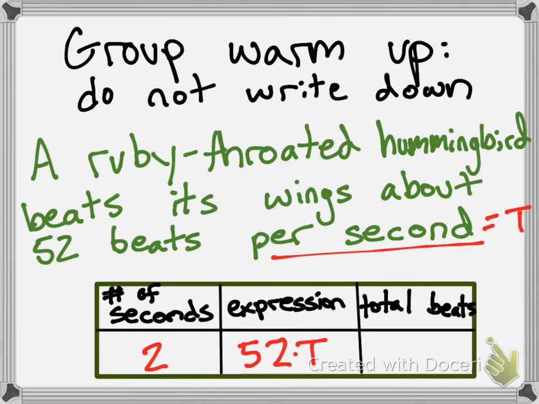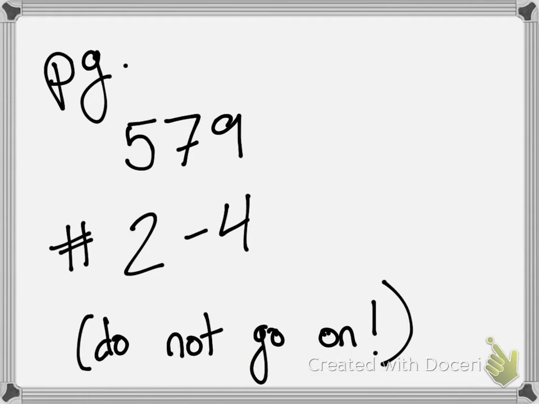Now, if we know there's 2 seconds, if we know our T equals 2, then what is our amount of total beats, Ben? 104. Excellent. So that's our class warm-up. We need to use variables in our expression. So now I want you to go to page 579, and you're going to do numbers 2 through 4, but do not move on. If I said 74, I meant 579.